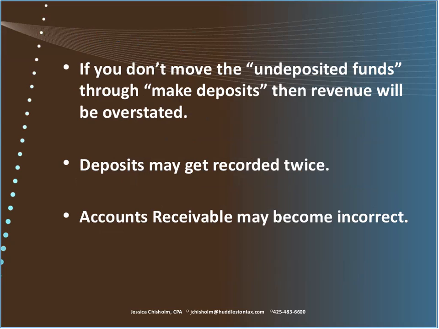Suddenly you have that check recorded twice in revenue, overstating your revenue. Then you have the check sitting once in your bank account and once in undeposited funds. And everything can get duplicated, and it can make your accounts receivable incorrect and your revenue incorrect.